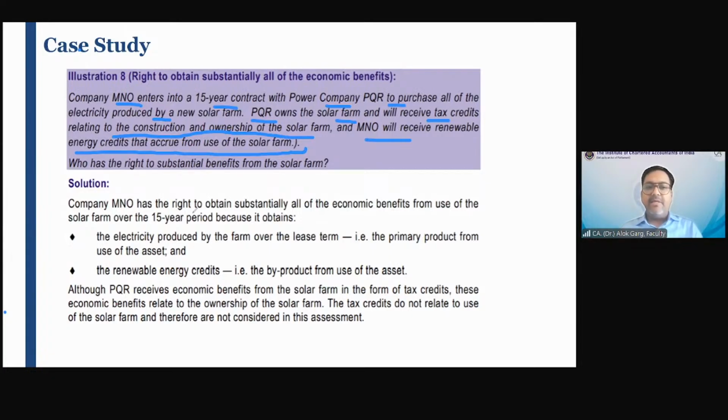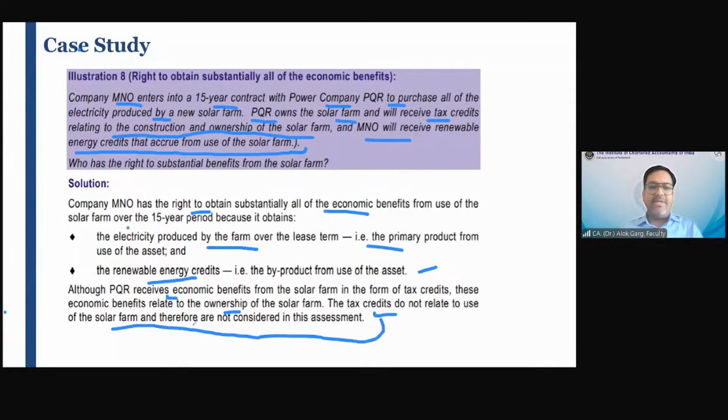So in this case, company MNO has a right to obtain substantially all the economic benefit from use of the solar farm over the 15-year period because it obtains the electricity produced by the farm over the lease term, that is the primary product from the use of the asset, and the renewable energy credit, that is the byproduct from the use of the asset. Although PQR receives economic benefit from the solar farm in the form of the tax credits, these economic benefits relate to the ownership of the solar farm. The tax credits do not relate to use of the solar farm and therefore are not considered in this assessment.